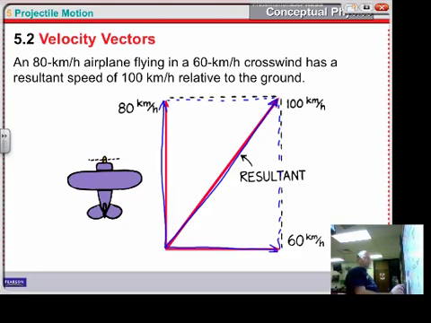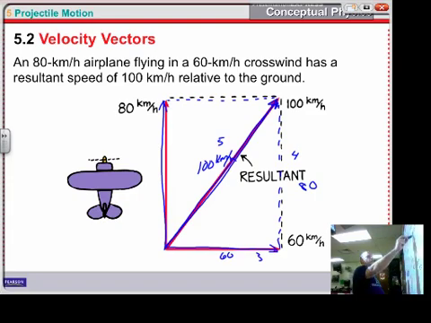And so, for instance, if we wanted to figure this out, notice that they picked some pretty good numbers. This is 60, this is 80. In other words, it's a version of the 3, 4, 5 triangle. So this would be 100 kilometers per hour. So this also results in the airplane going at 100 kilometers per hour, even though the wind didn't push it forward or backwards, just pushed it to the side. Still, relative to the ground, this airplane was moving 100 kilometers per hour.